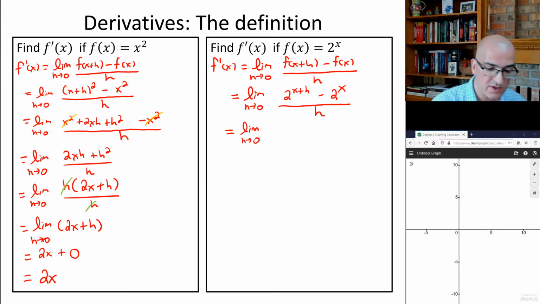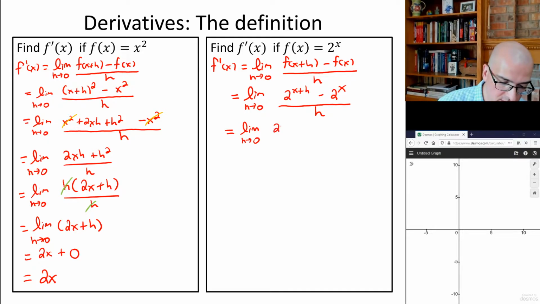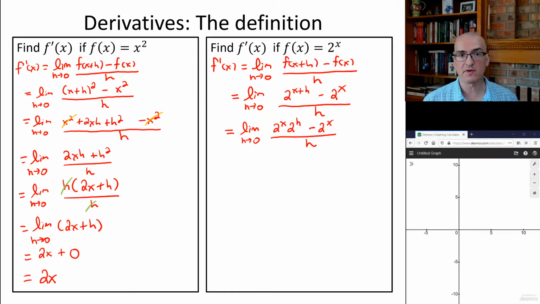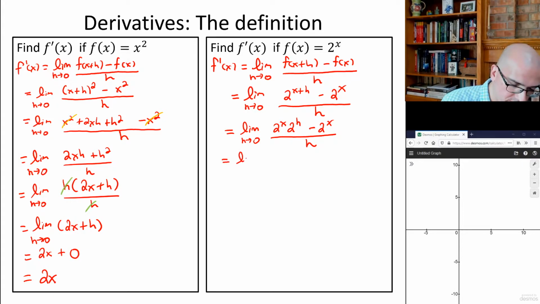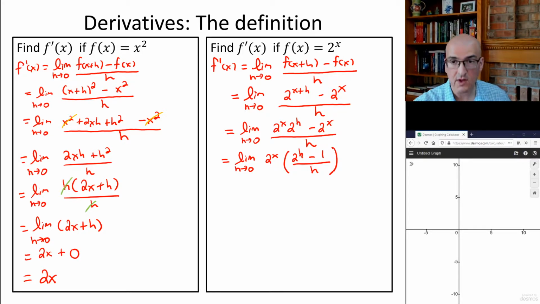We have 2 to the m plus n. We can rewrite that as 2 to the m times 2 to the n, or in this case 2 to the x times 2 to the h, minus 2 to the x all over h. And now we can common factor. I'm going to common factor 2 to the x out, and we're left with 2 to the h minus 1 all over h.